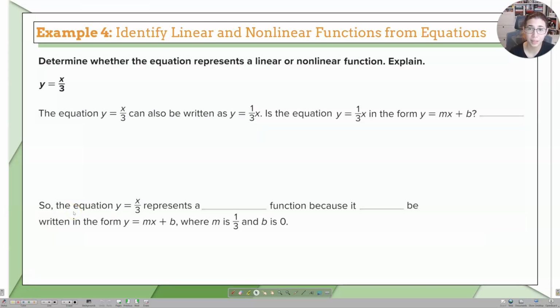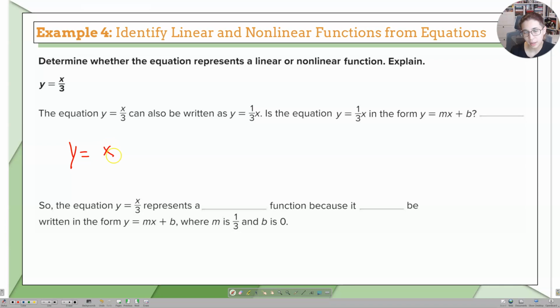Example 4. Identify linear and nonlinear functions from equations. Determine whether the equation represents a linear or nonlinear function and explain. So we have y equals x divided by 3. Now, one of the characteristics that they tell us to watch out for is if the variable is in the denominator. It is in the numerator, so it has potential. So you have to get a little creative about how you would write this.